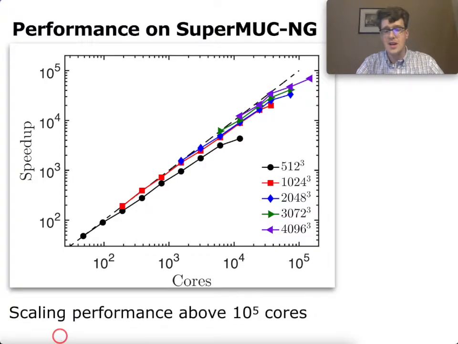The slide over here indicates the scaling performance I obtained on the SuperMUC NG system. On the vertical axis it's showing the speed up, on the horizontal axis the number of cores that is used, with 4 different problem sizes considered. We see that the scalability of the code improves when we consider larger system sizes. And for the very large system sizes, good performance is obtained up to 10 to the 5 cores and above.